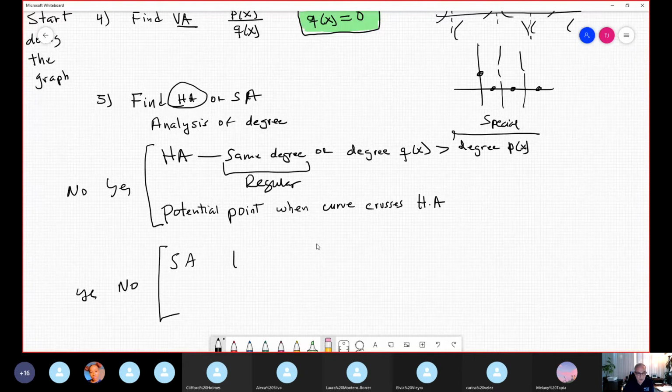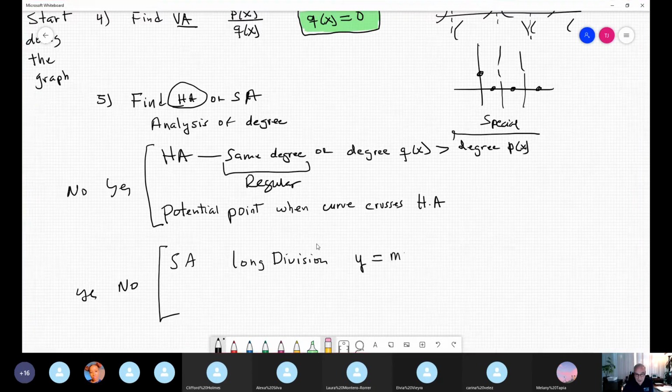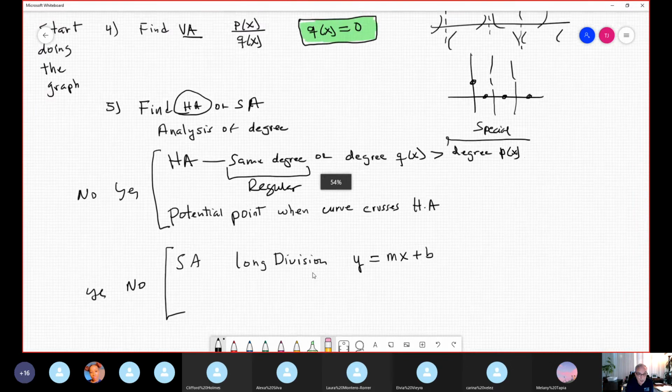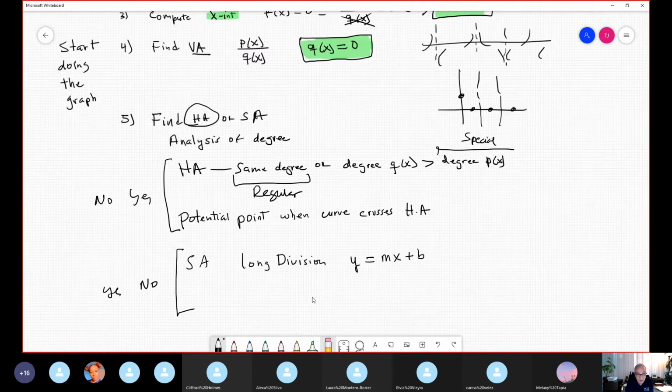Because you are doing long division, exactly what you see in the example. I believe more examples, and also in the review packet, we continue doing more examples. And you determine the formula for the slant asymptote that looks like a linear equation. Okay, super. We have 7, no? Well, number 4 is vertical. Number 5 is horizontal and slant, condensed into only one because they are mutually exclusive. You have horizontal or slant, not both.